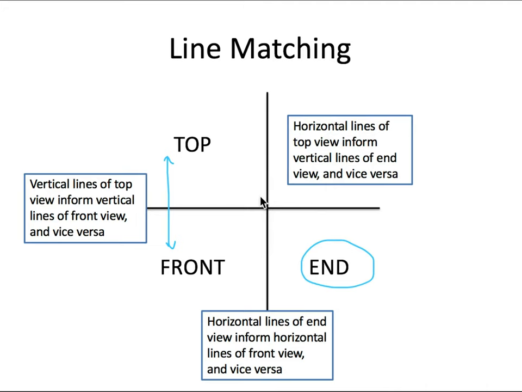Like, let's say we're missing the front view. Now all I'd look at are the vertical lines of the top view, which would inform the vertical lines of the front view. And I would look at the horizontal lines of the end view, which will inform the horizontal lines of the front view. And so you can do this depending on whatever your pair is. You can figure out what lines you should be looking at.